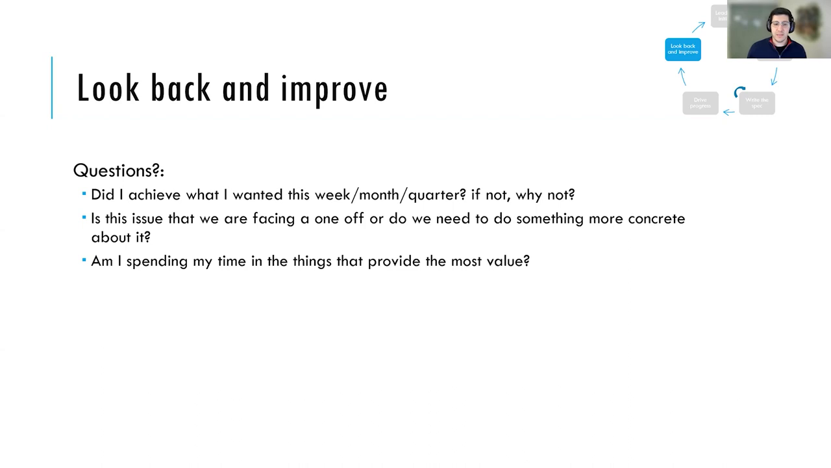The second one is, is this an issue that we're facing? Is this issue that we're facing a one-off? Or do we need to do something more concrete about it? This helps me understand if we're overreacting to an issue, or if we're okay. It is important to not overcorrect when a one-off thing comes up, because you have to keep calm. You have to understand how overreacting changes how the team spends resources.